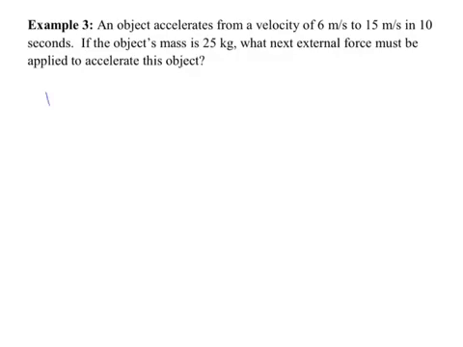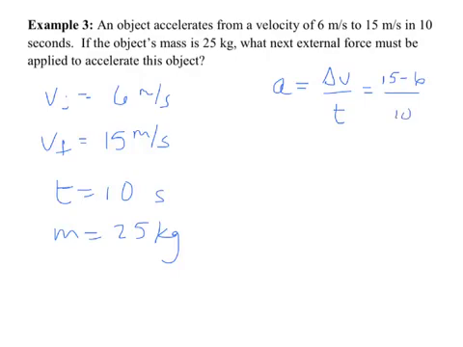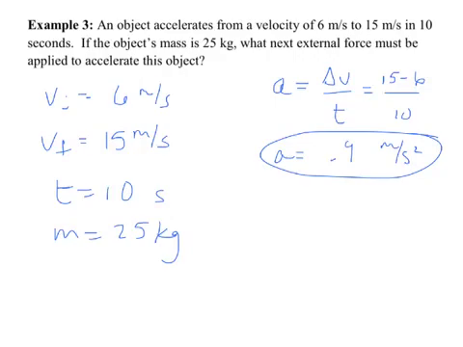Our givens are our initial velocity, final velocity, time period, and mass. To find acceleration, remember we're looking at the change in velocity over time. So the change in velocity is going to be 15 minus 6 all over 10, which is just 9 over 10, so the acceleration is 0.9 meters per second squared.